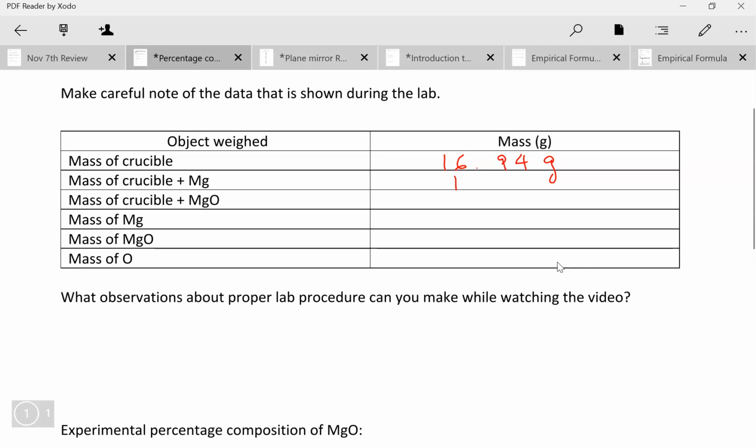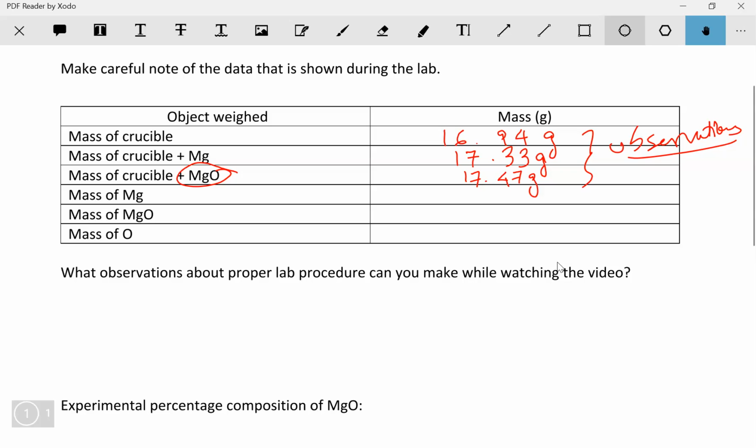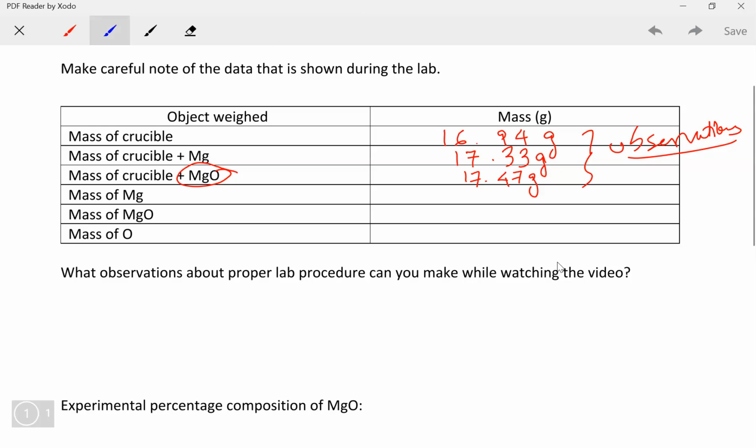Then we put our magnesium on the crucible, and that's 17.33 grams. And after we complete the experiment, this is the product that's formed, magnesium oxide, and that would be 17.47 grams. Now these come from observations, so I will give them to you if you're calculating them, or they will be provided, or you can actually measure them when you're doing your calculations.